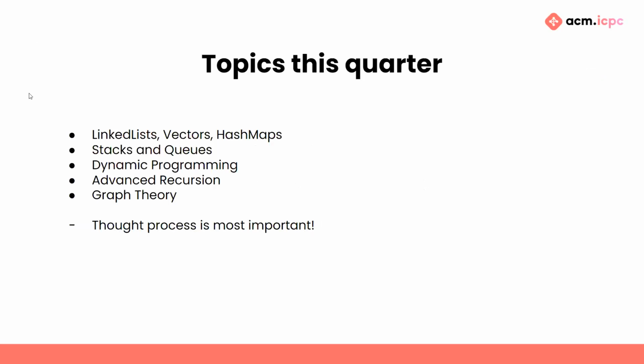So I wanted to talk about some of the topics that we'll be covering this quarter in a little more detail. We'll be covering linked lists, vectors, and hash maps. All of these are data structures to store data, and they're very helpful in many different types of problems. And we'll also be talking about stacks and queues, which are two other very important data structures. We've all seen dynamic programming from the last problem, so we'll be talking about that, as well as advanced recursion and graph theory.